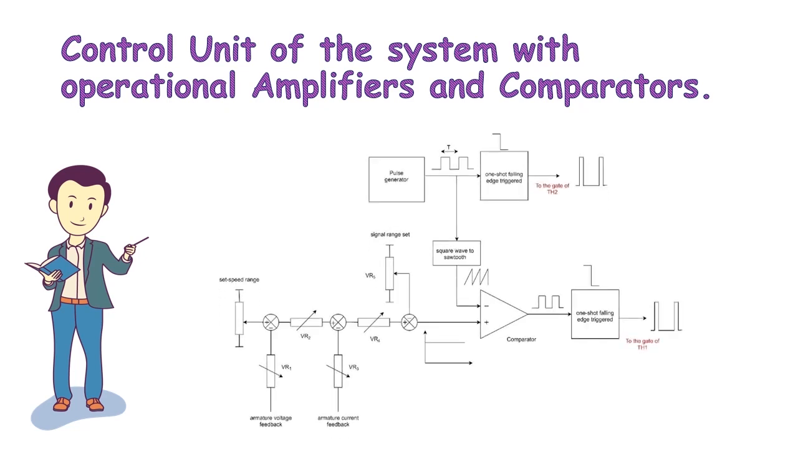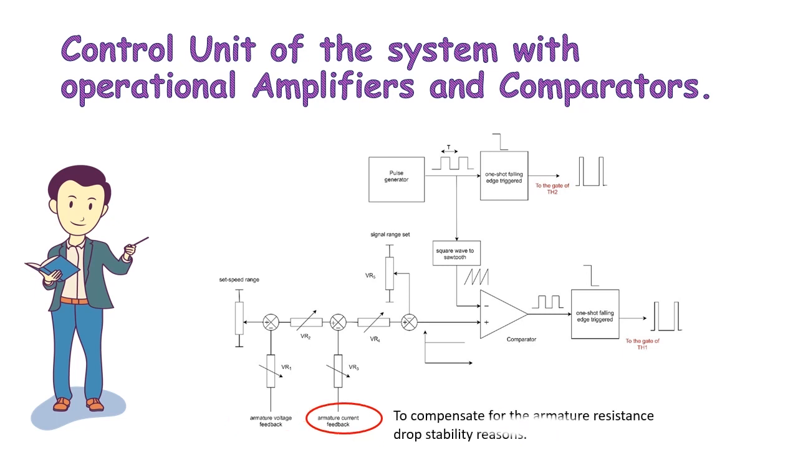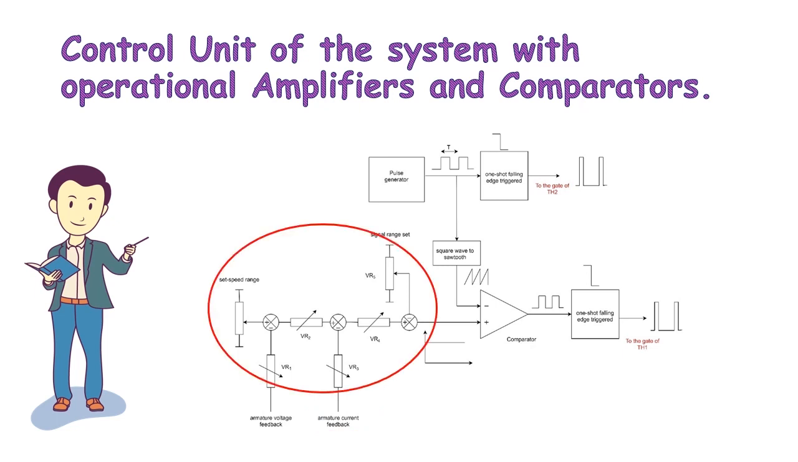This diagram shows the control unit of the system with operational amplifiers and comparators. This system uses the armature voltage feedback in the place of speed feedback, as the armature voltage is proportional to the speed. The armature current feedback is used to compensate for the armature resistance drop for stability reasons. For setting up purposes, 5 potentiometers are provided as shown.